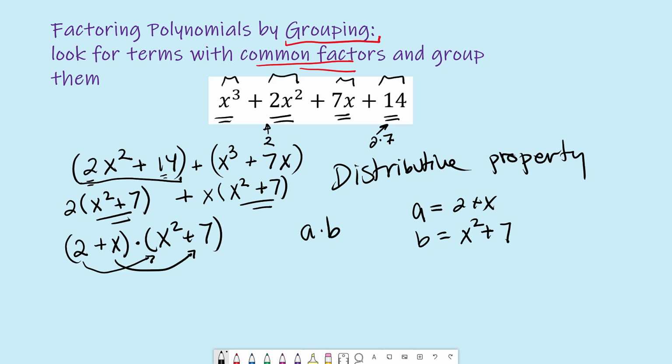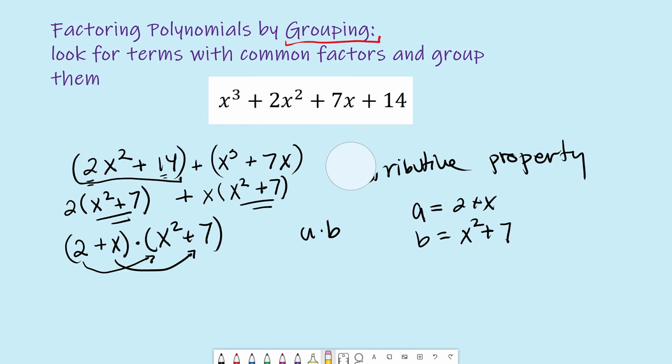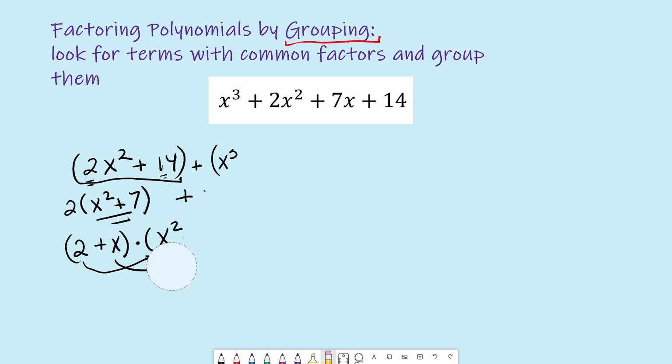Okay, so that's one way of doing this. And don't worry if this was quick, because what I'm going to do now is do it all over again, but I'm going to look at different terms. I'm going to show you how we can do this by looking at other factors.